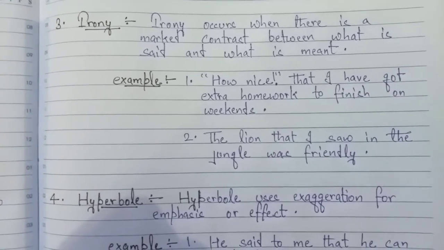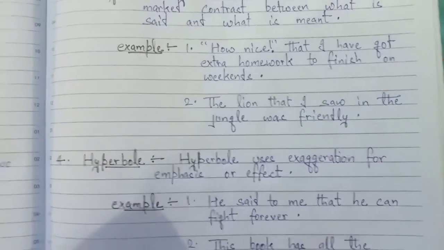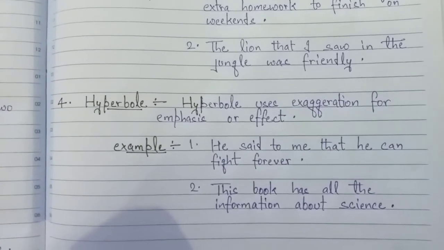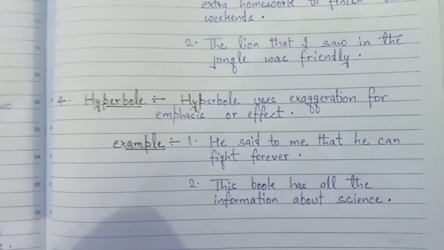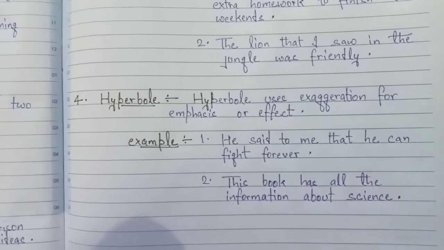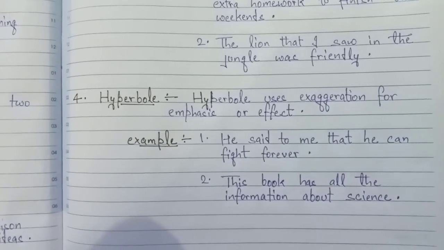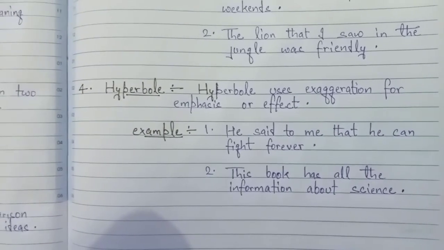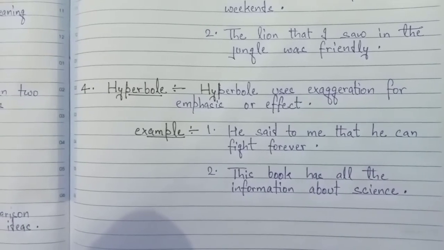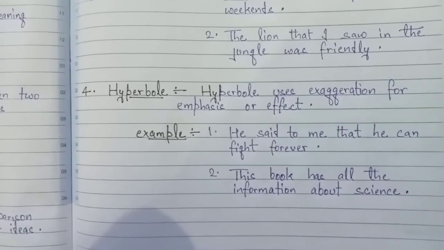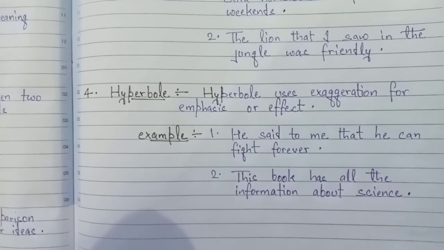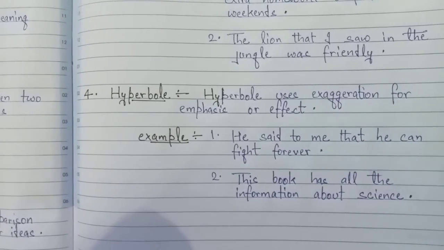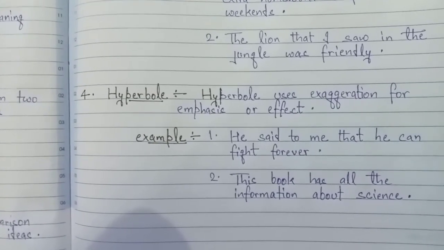Now let's move on to the next and final figure of speech, which is hyperbole. Hyperbole uses exaggeration for emphasis or effect. For example, he said to me that he can fight forever. Now we all know that no one can fight forever. Eventually, a person runs out of energy and gets tired. So this is a hyperbole because this sentence is an exaggeration.